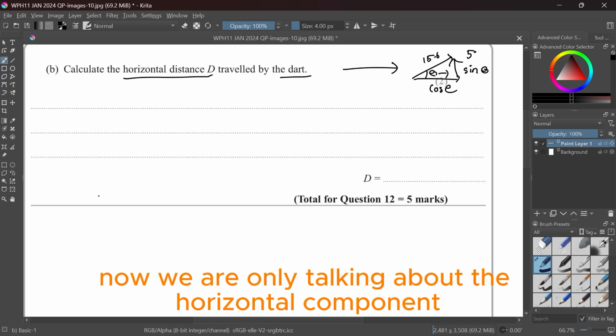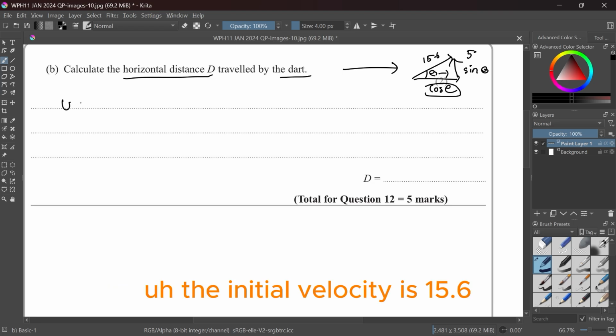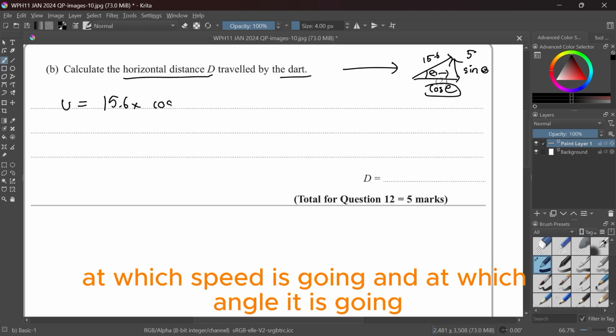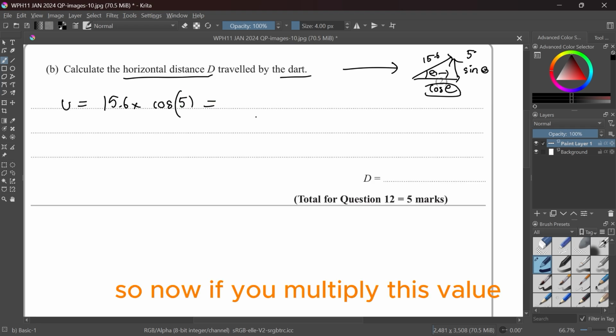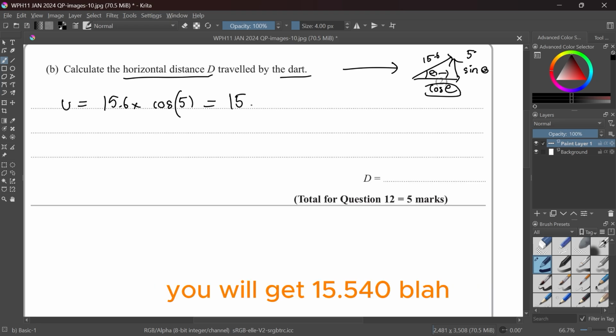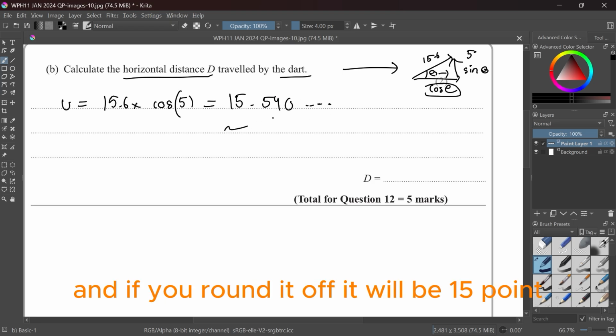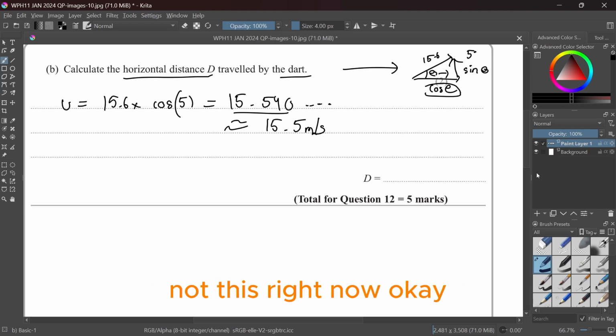Now we are only talking about the horizontal component, which is the cos part. The initial velocity is 15.6, at which speed it is going, and at which angle it is going. So 15.6 times cos 5 degrees. If you multiply this value, you will get 15.540 blah blah, and if you round it off, it will be 15.5 meters per second. You use this value, not this one right now.